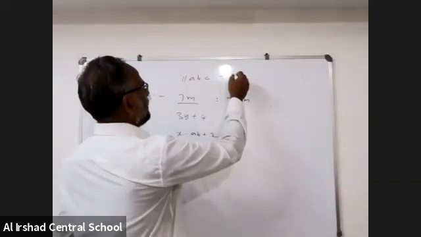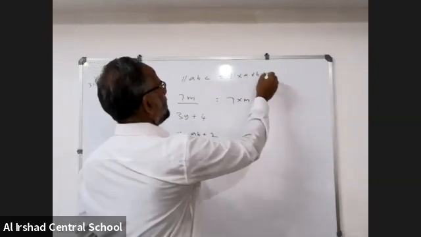This I can write as 11 into A into B into C.